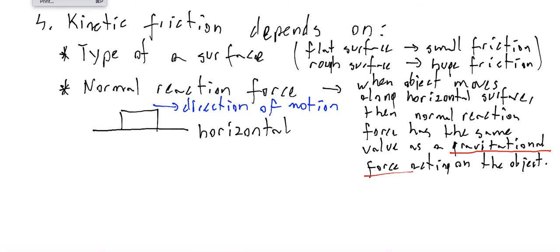Okay, and last, let's do an example. Remember that kinetic friction is something which opposes the direction of motion. So this is a force which acts oppositely to the thrust force. Is it clear?